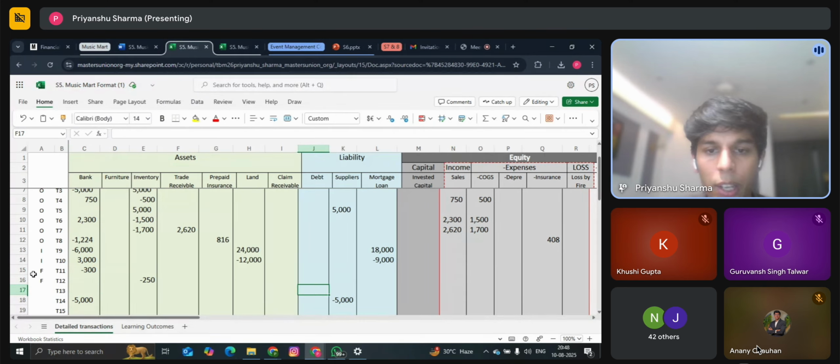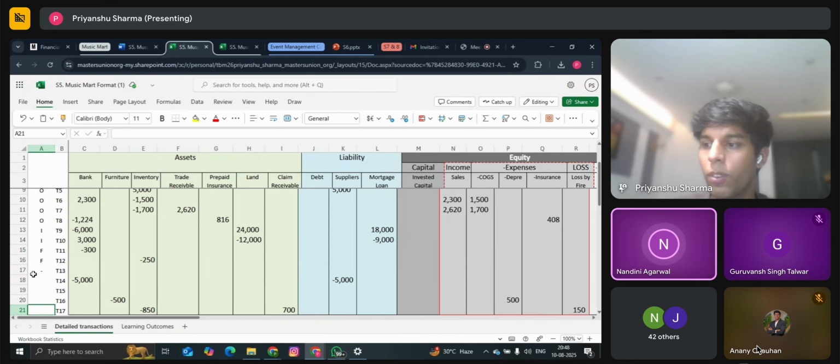Transaction 13 is something we did not record for. It was not part of the normal course of business. I'll put a dash here. Priyanshu, can you explain T13 once? I was not there. Sure.